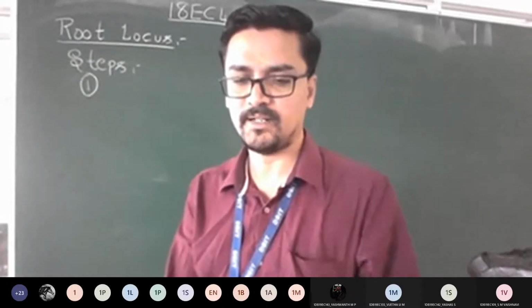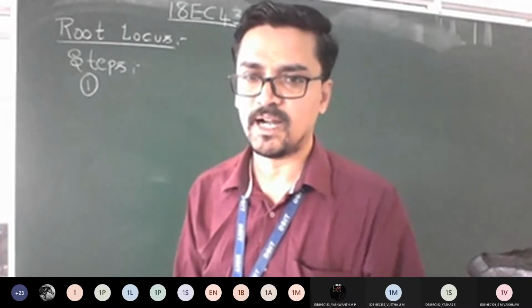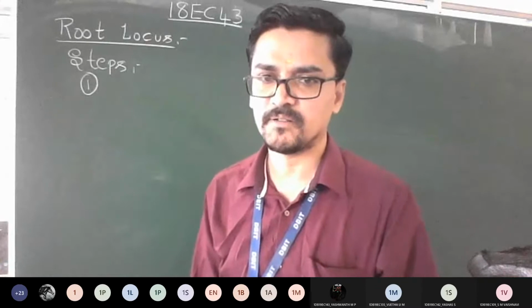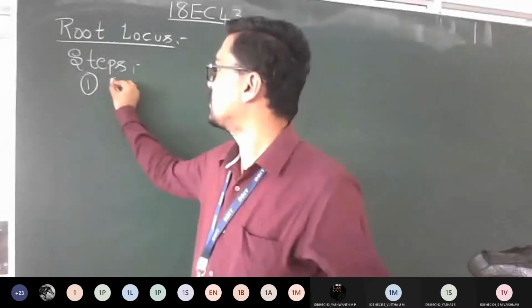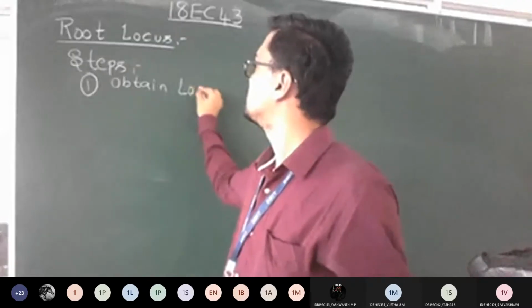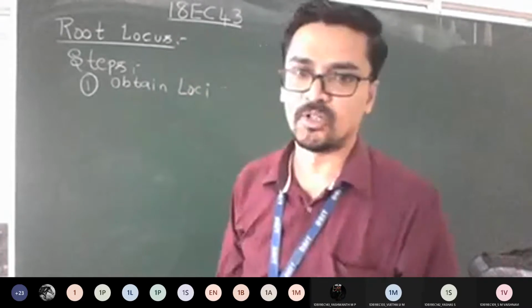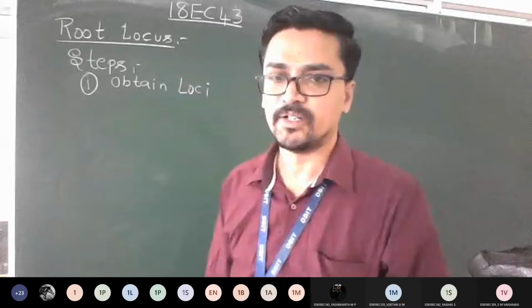Find the number of open loop poles and open loop zeros, and find the number of branches. In the bracket you can write, to obtain the loci. So root locus, you need to have this number of branches, nothing but you have to find the loci.